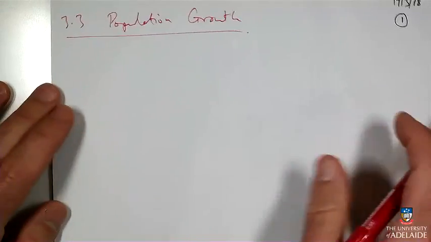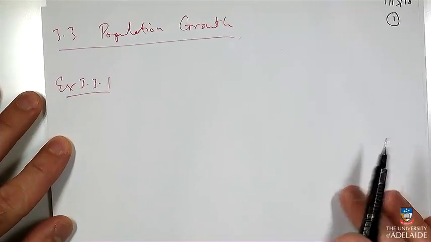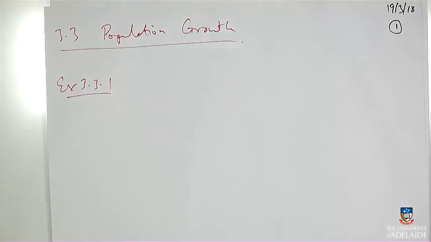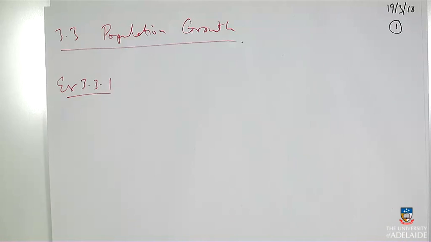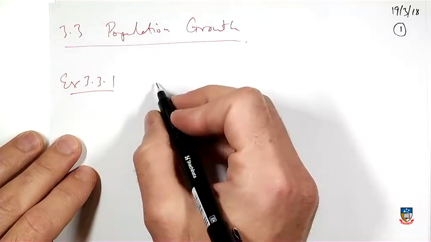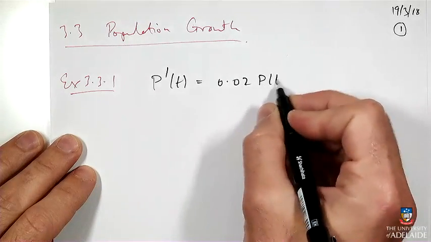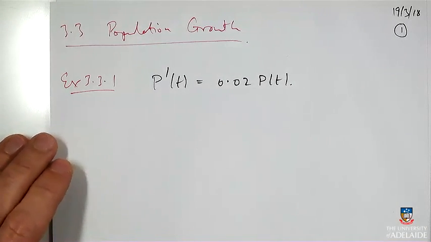All right, so how can you actually model things using exponential growth? Let's have a look. What we've got here is that the rate of growth of a population is 2% per year. Let's actually solve the DE now from scratch and see that we get this answer. The DE is p dashed equals 0.02 p of t. So that's 2% of the population, 0.02 of p. That's how fast it's growing.